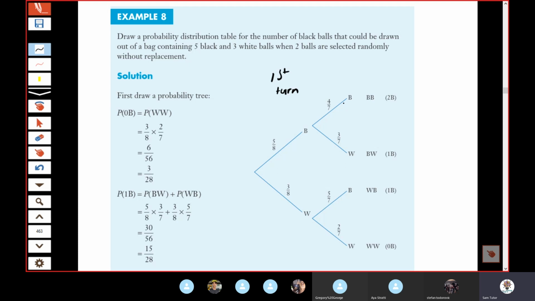If you chose a black, how many blacks are left in your second turn? Because you're not replacing, you've got 4 blacks left out of how many balls or marbles are left? 7.